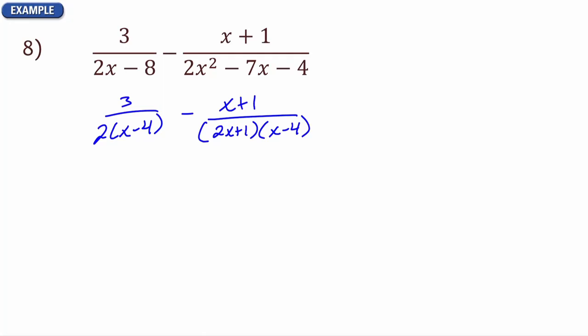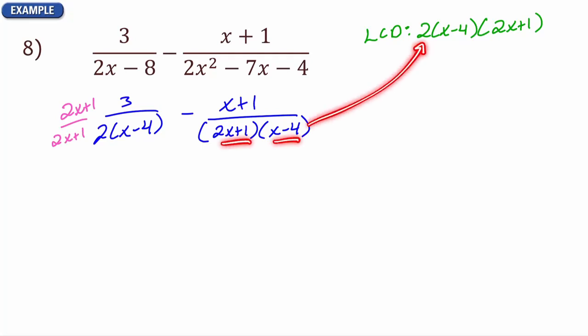Now, analyzing what my least common denominator is going to be: everything from the first denominator, so 2 times x minus 4, and everything from the second denominator I have not yet written. So I have a 2x plus 1, but I already have an x minus 4, so I need to include the 2x plus 1. In my first fraction, the denominator doesn't have the 2x plus 1, so I have to multiply the top and the bottom by, you guessed it, 2x plus 1 over 2x plus 1. And in the second fraction, I have 2x plus 1 and x minus 4. What I don't have is the 2, so I multiply the top and the bottom by 2.